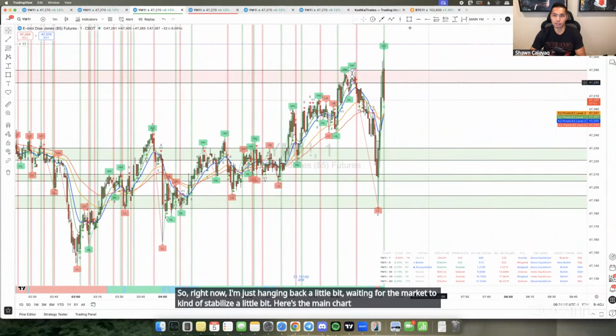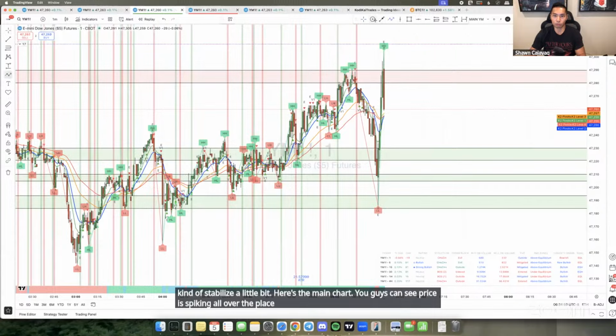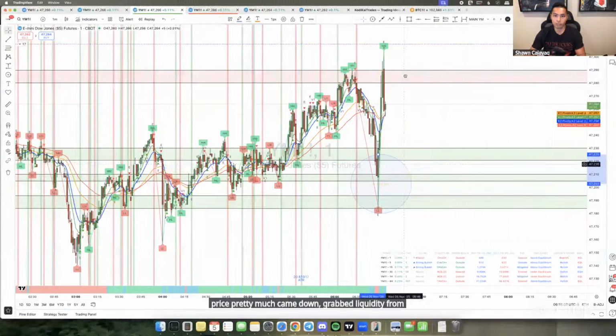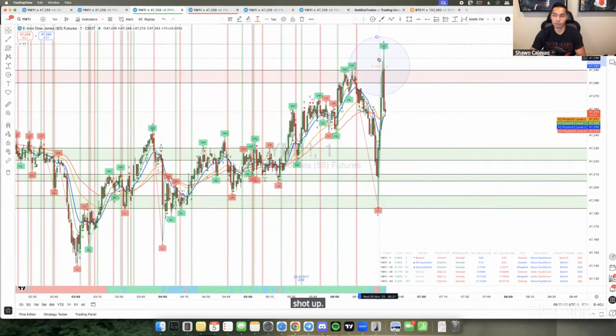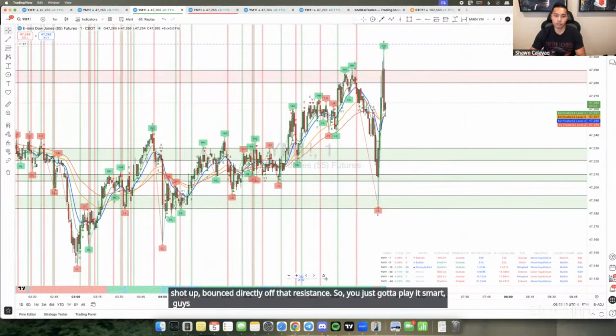You guys can see price is spiking all over the place, right? I had some support levels here. Price pretty much came down, grabbed liquidity from those support levels, shot up, bounced directly off that resistance. So you just got to play it smart, guys. We talked about this yesterday.